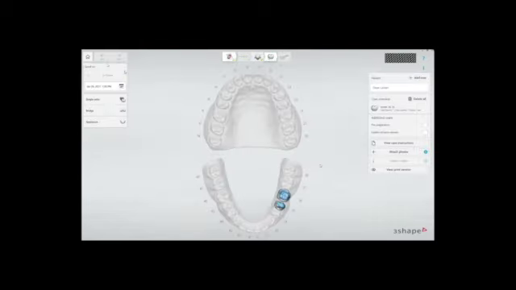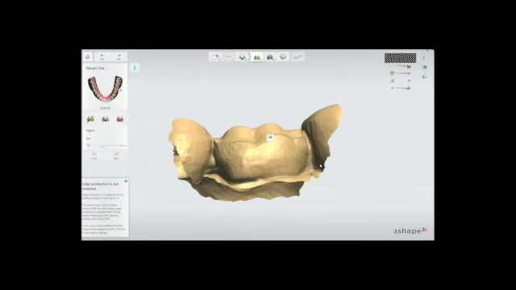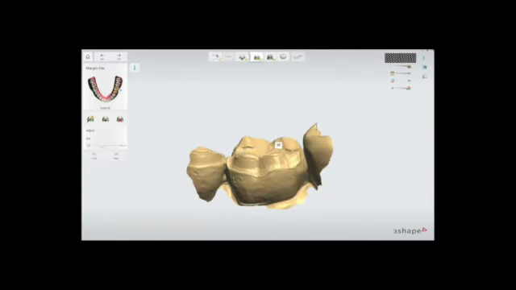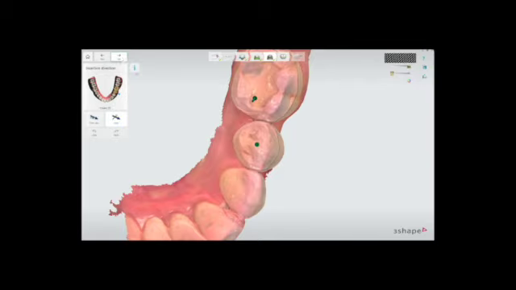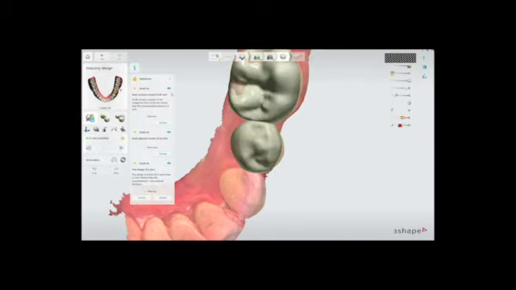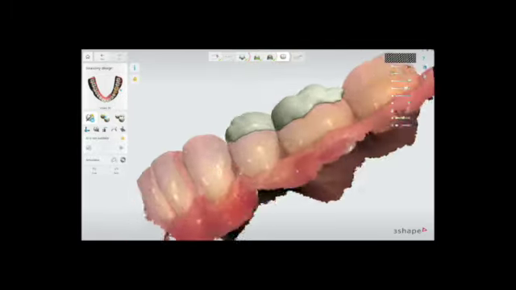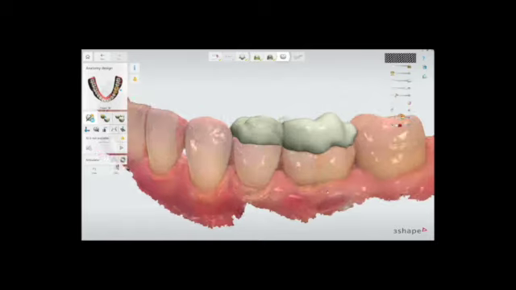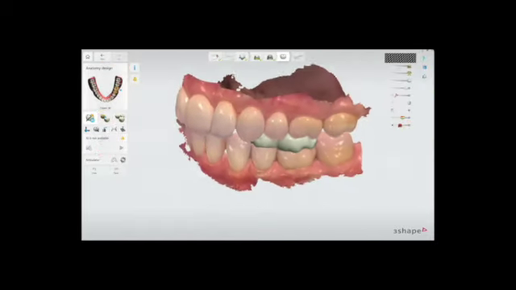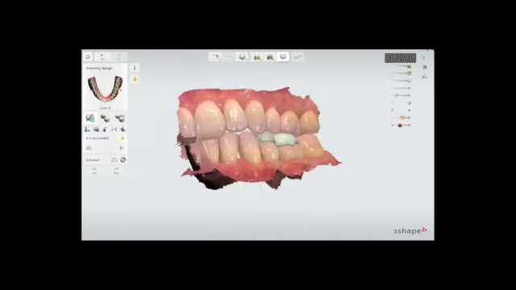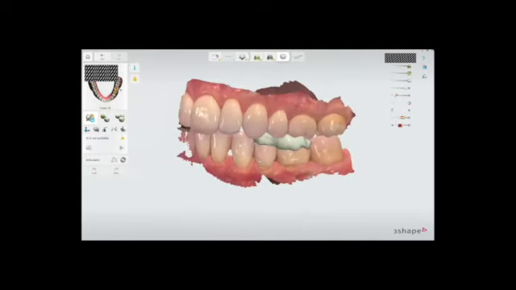So now that we have the 7, I'm going to do the 6 and the 5. And they're just very, very conservative preps. And you can sort of see them here. And then you would basically design in your 3-shape software. And there's your next 2 teeth. And there's your bite there. So then you go to print or mill. And then you go to the next one. So you do the other side.